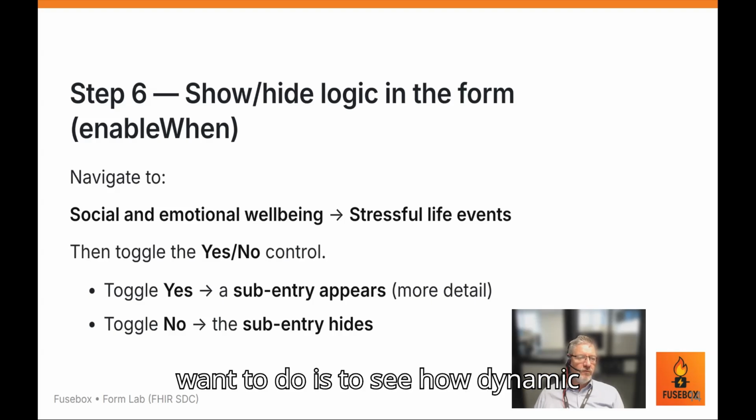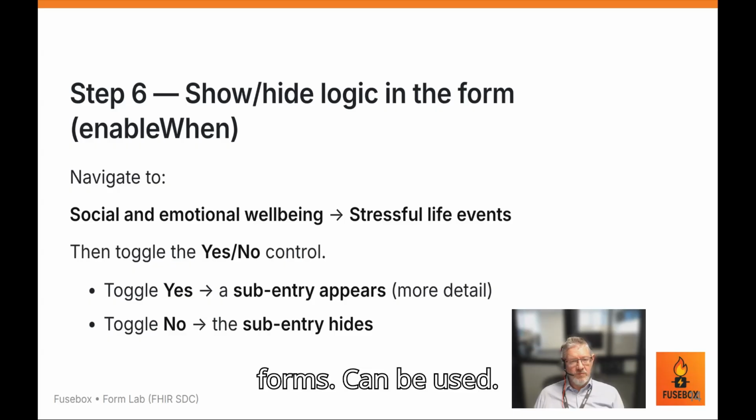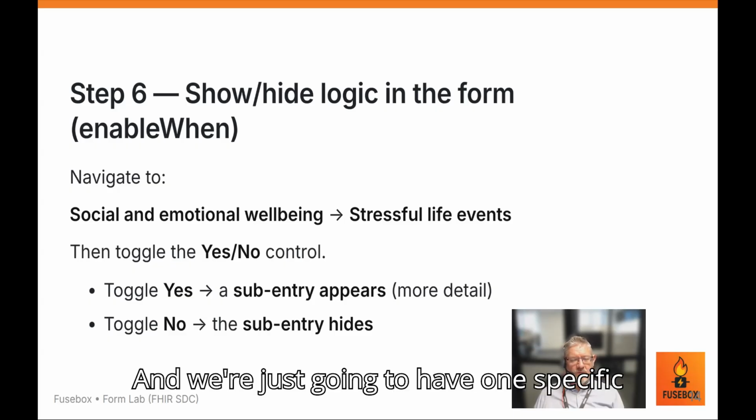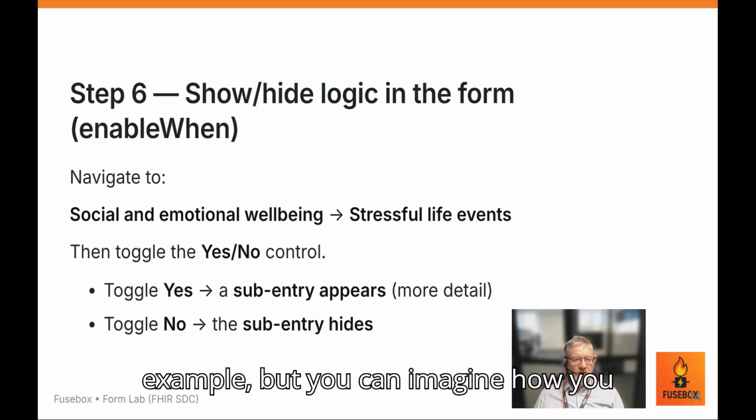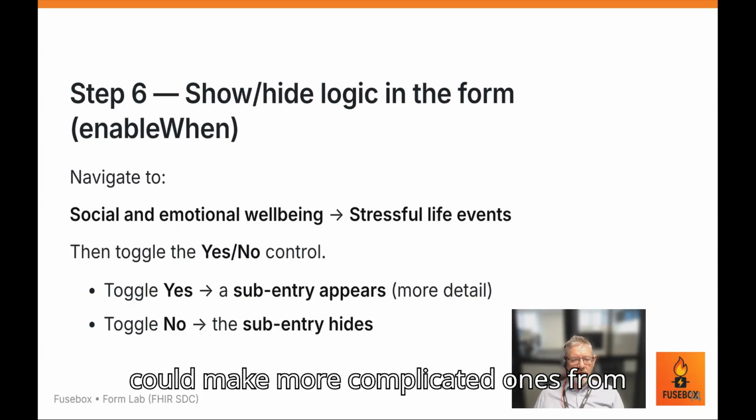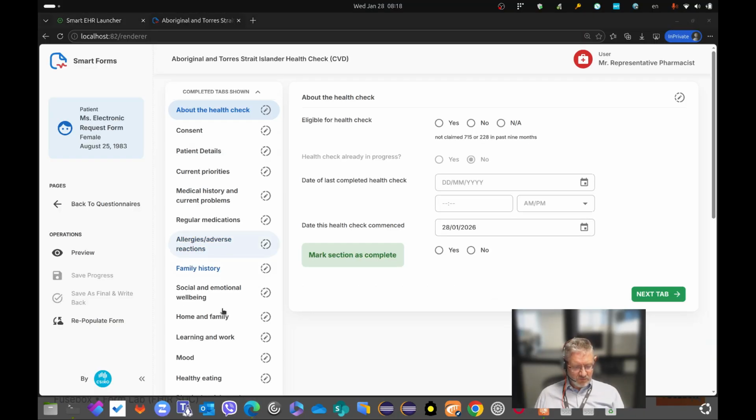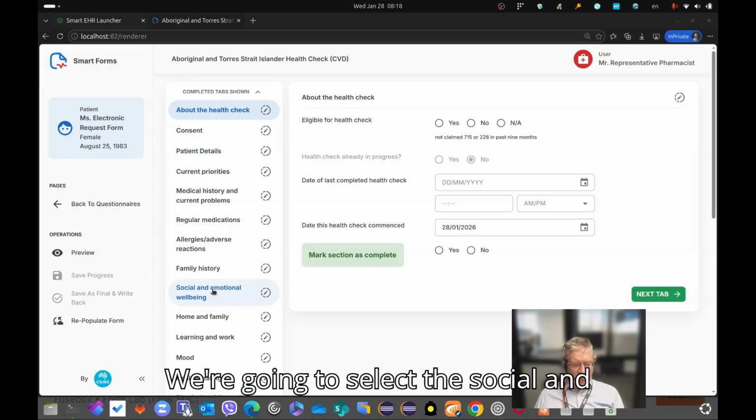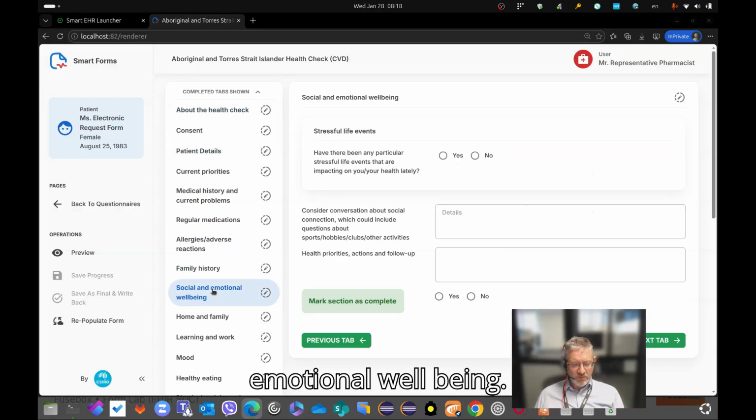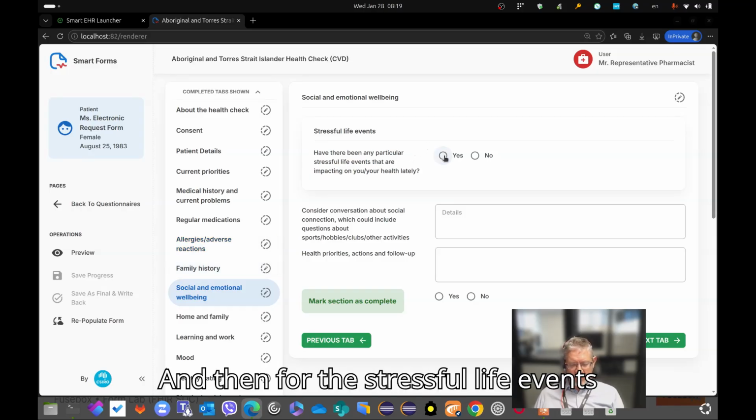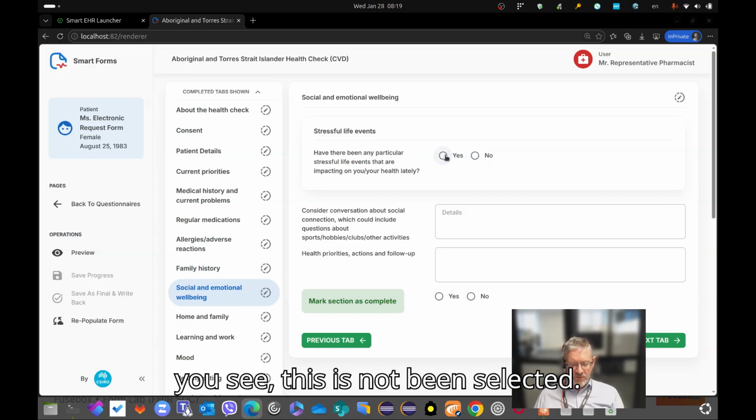Now what we want to do is to see how dynamic forms can be used. And we're just going to have one specific example, but you can imagine how you could make more complicated ones from this. We're going to select the social and emotional well-being subform. And then for the stressful life events, you see this has not been selected.